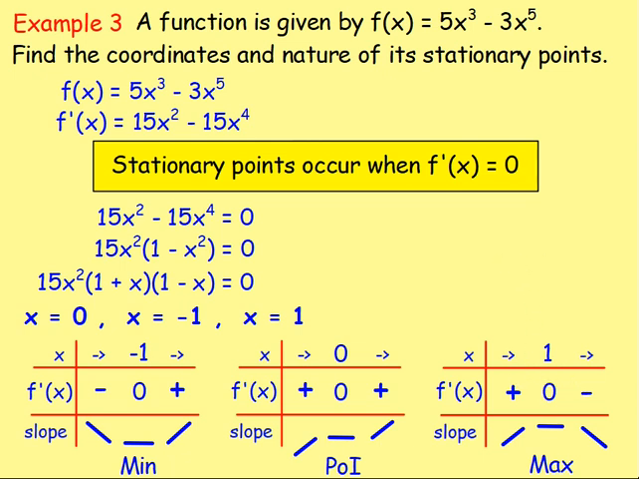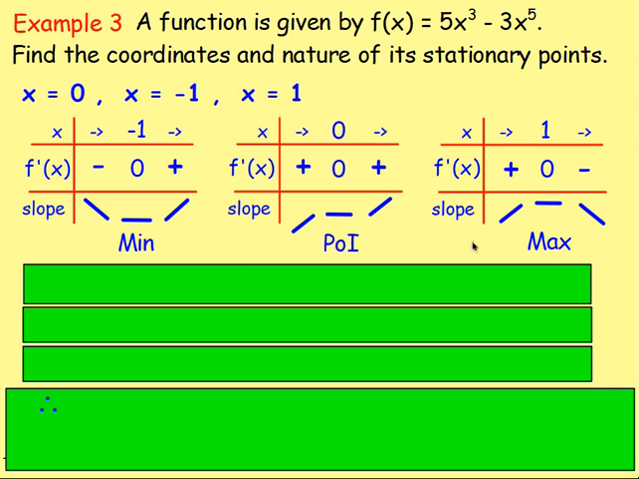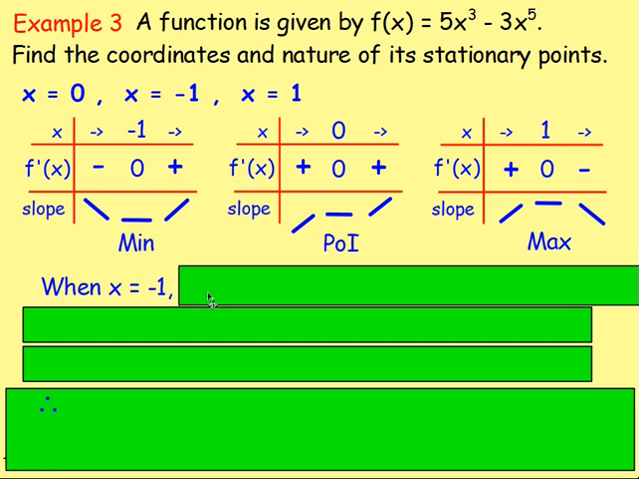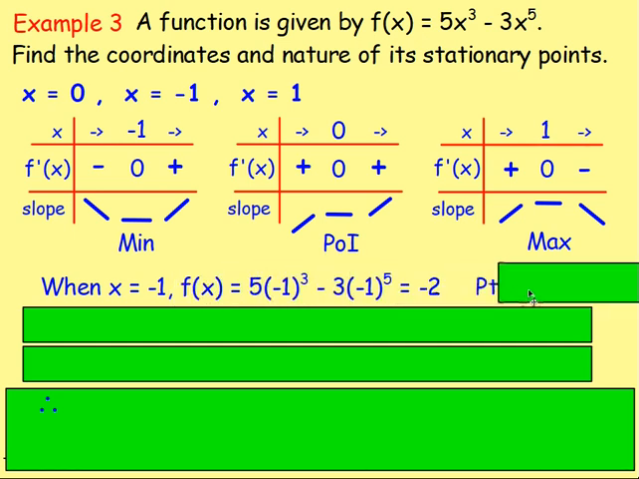From there then, you will know the maximum, the minimum, and the point of inflection. You know the x values, but you also have to work out the y values. And the y value is really just f of x. So that's from the last page. So now you can say when x equals negative 1 and work out what f of x will be. Subbing that into the original equation, just up here, you'd have 5 times negative 1 cubed, take away 3 times negative 1 to the power of 5, and that would give you negative 2, giving you then the point negative 1, negative 2. Do the same thing with 0 and 1.